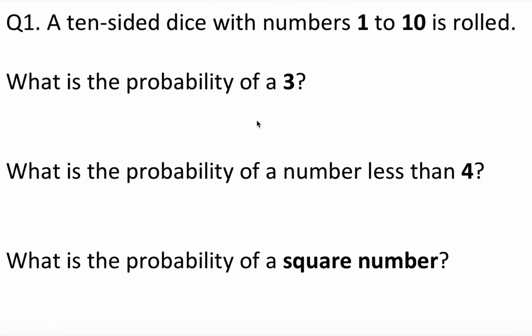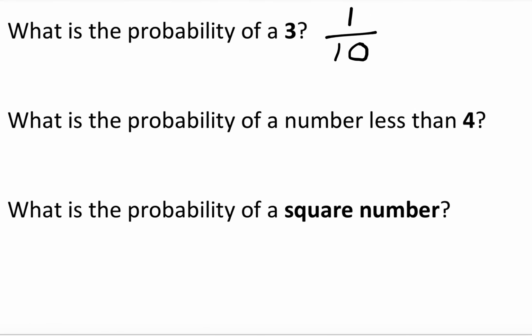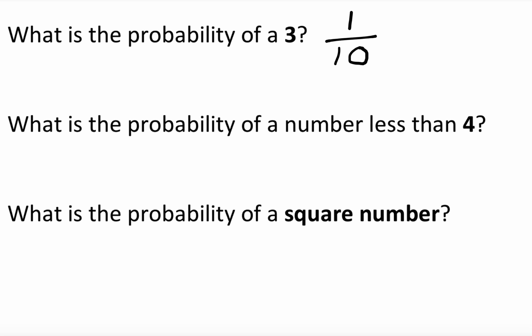If you've got 10 different numbers, the probability of getting a three is, well, there's only one three on the dice, so it'd be one in 10. The answer is 1/10. You've only got one chance of getting a three. So there's your answer. The second part of the question is, what is the probability of getting a number less than 4?